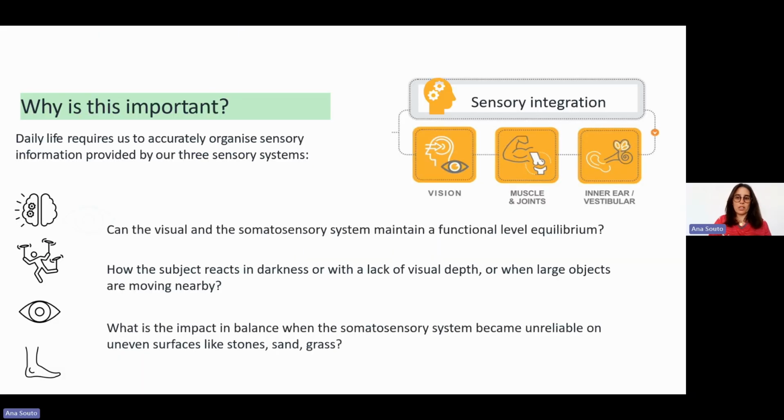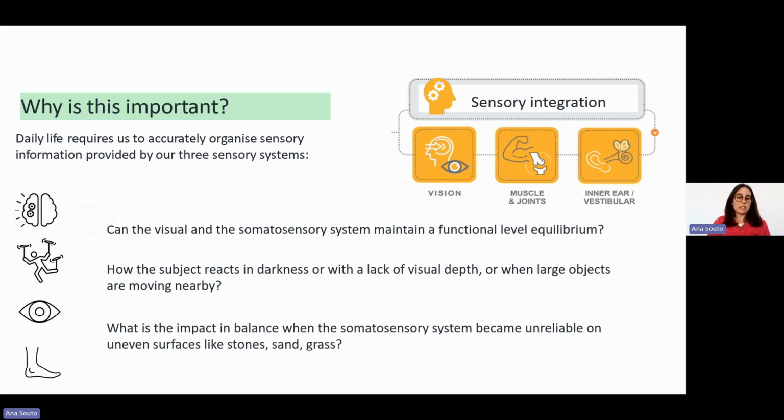So these are just some examples that explain why we need this. And why this is very important is because daily life requires us to accurately organize this information so we can move on and walk and do our daily life activities in the different environments, because walking inside is different from walking outside. A busy road is different from a less busy road. Walking at night is different from walking during the day.